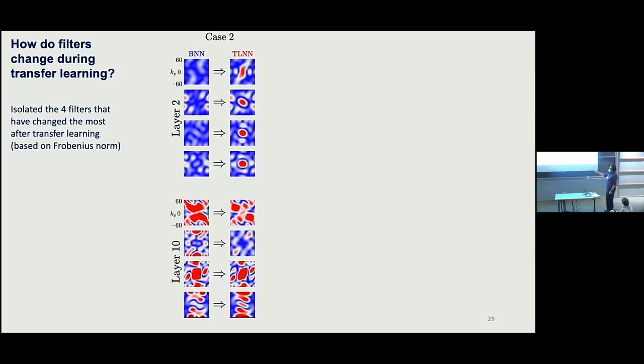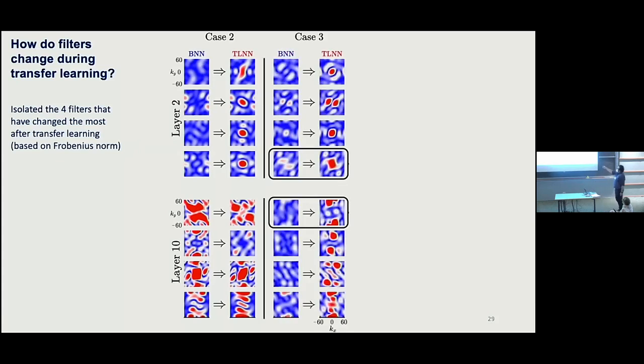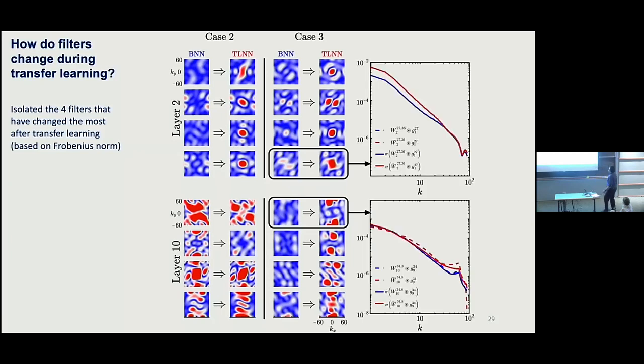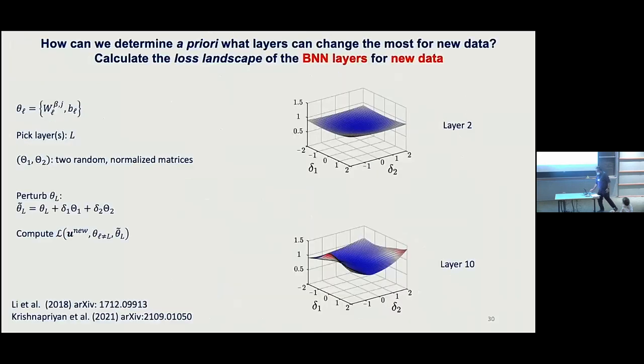On the other hand, for layer 10, it's hard to know what these changes are. Again, for case 3, something similar, we have just learned some low pass filters. And here we have learned filters where it's not quite clear what they are doing. Because I'm running out of time, I'm just going to not mention this. So far everything has been consistent. And through those diagnostics of looking at the spectra and the activations, we can get a sense of why shallow layers versus deep layers behave differently.